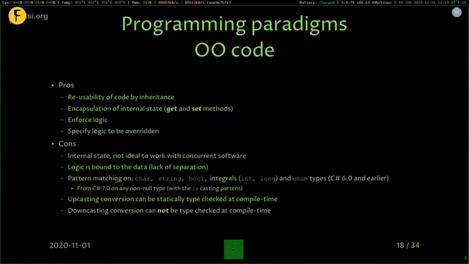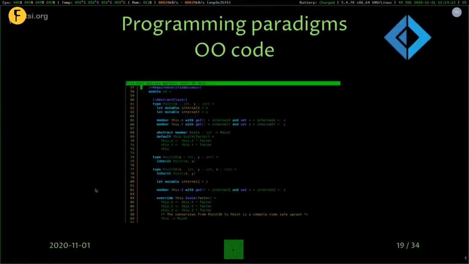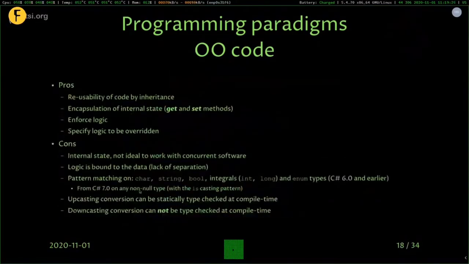We have some kind of pattern matching, but for C# 6 and earlier, we have this limitation that we can only use very specific primitive types. So we have chars, strings, bools, integers, longs, and so on and so forth, and enums, right? But from C# 7.0, we actually have the possibility to pattern match on non-nullable types.